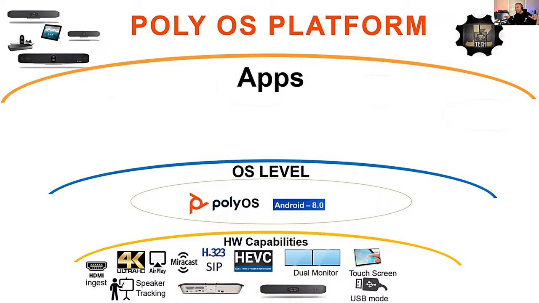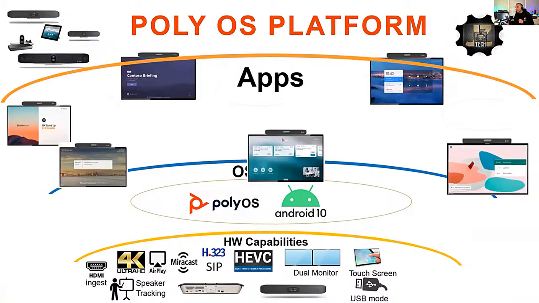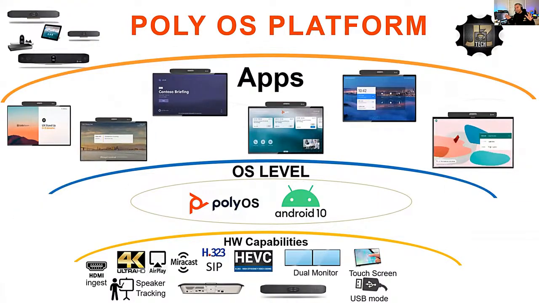Then, on top of that, we got PolyOS. That's the Android operating system, which in the older 3.x release was Android 8.0. And now what you will see with 4.0 brings us to the Android 10 base layers and makes us ready for the future. The next step is, of course, the applications. And here it comes. This is important.